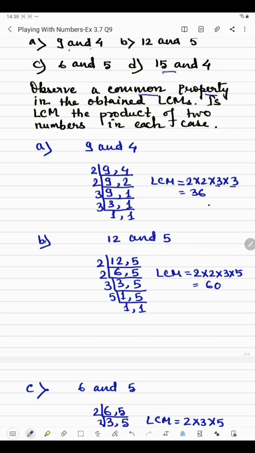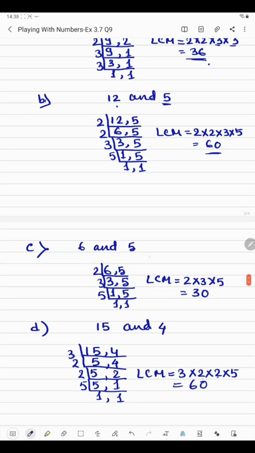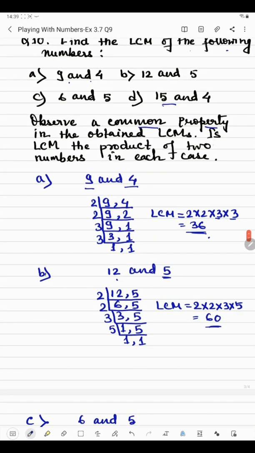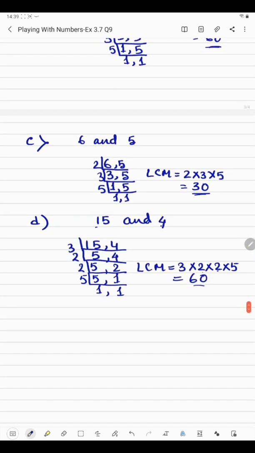Now in the next part the question is, is the LCM the product of two numbers? See here, 9 multiplied by 4 is 36. Yes, it is the product of 9 and 4. Again 12 multiplied by 5 is 60. So 60 is the LCM. So the product of 12 and 5 is 60. Here 6 multiplied by 5 is 30 and 15 multiplied by 4 is 60. So what we have observed, is the LCM the product of two numbers? Yes. So we'll write the answer.